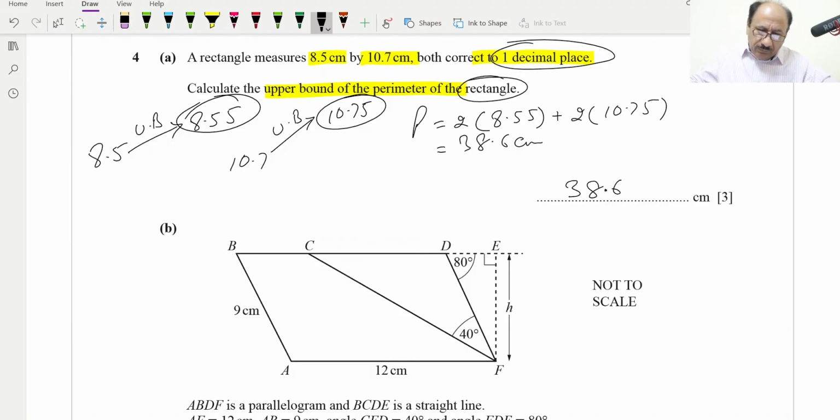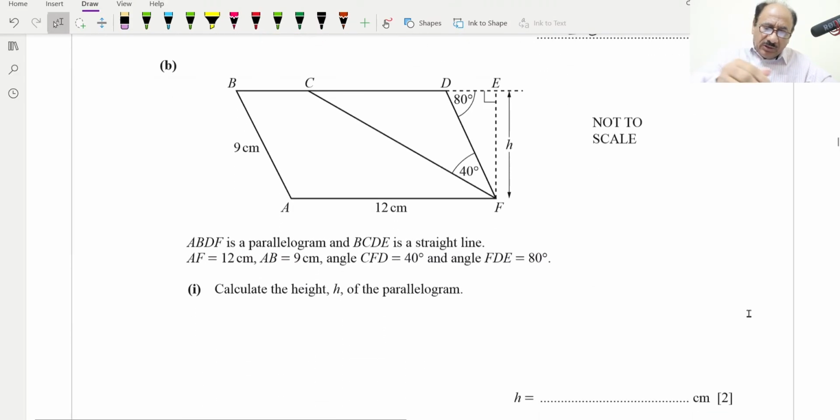answer. Now B part, diagram is provided which is not to scale, and ABCD is a parallelogram and BCD is a straight line. AF is equal to 12, which is this one, and AB is equal to 9. CFD is 40, and angle FTE is 80. So this angle is 80. Calculate the height h of the parallelogram. So this height basically is required.